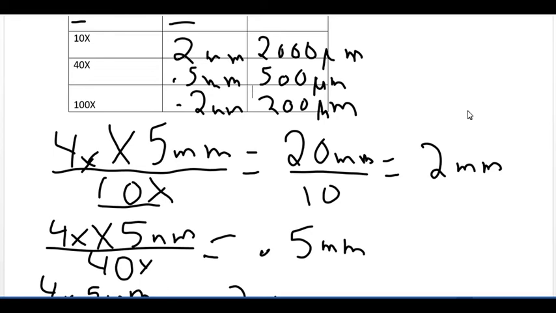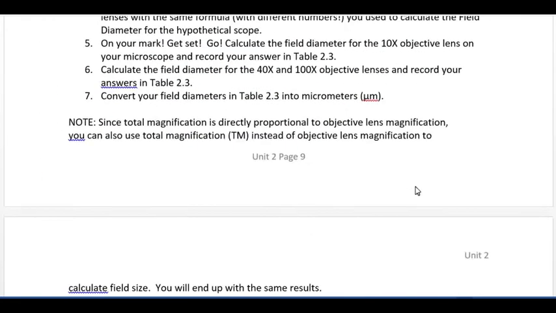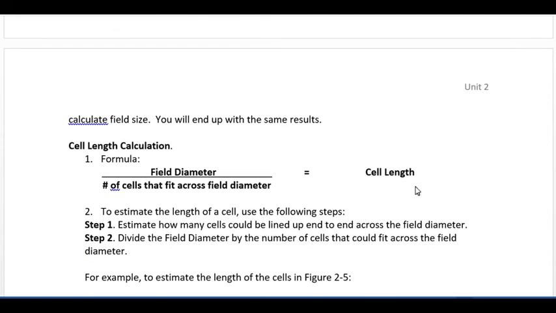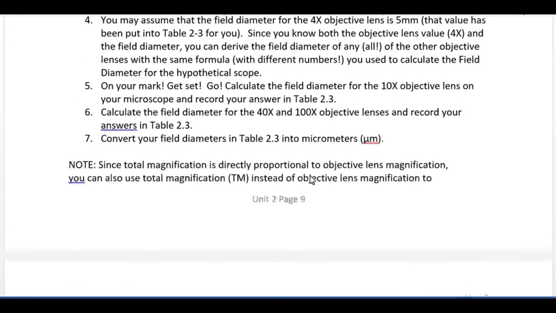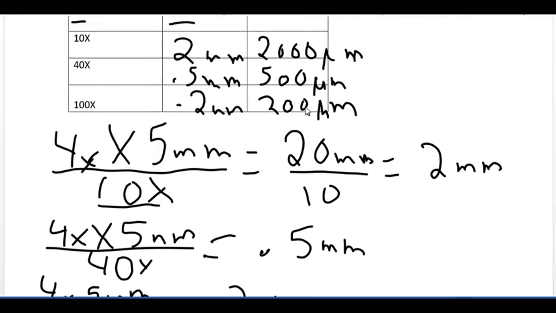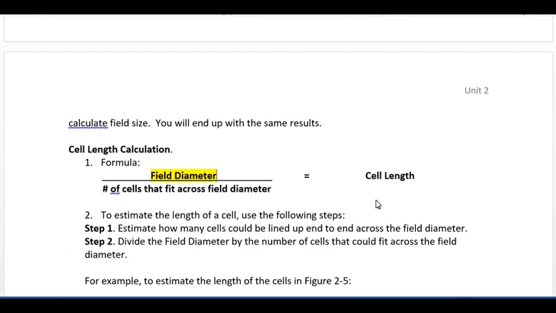That space of the room, to me, is the same thing as a field diameter. It's how big it is all the way across. And then you can start to estimate what will fit inside of it. So let's go down to a hypothetical view here through the microscope. Just to review the cell size or cell length calculation, or what I call an estimation, you want to use that known field diameter. To get that, I would go up to that table. You could either be using 0.2 or the 200. Doesn't matter as long as you're getting the right units at the end.